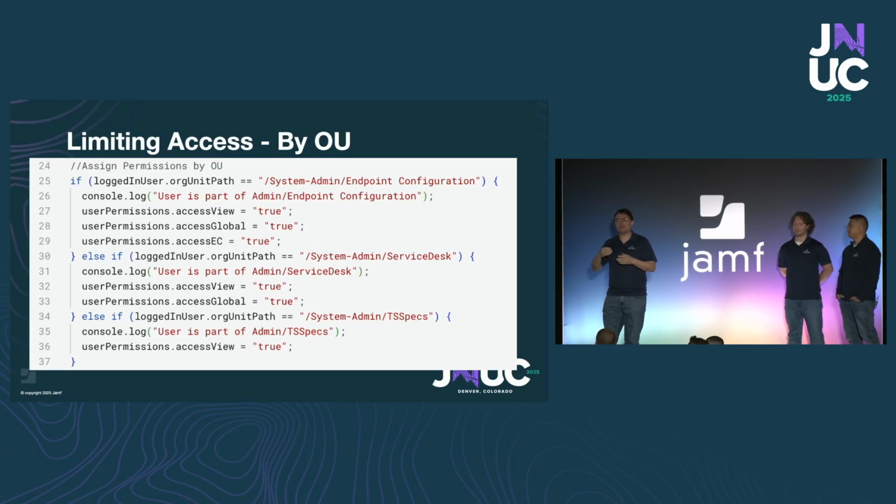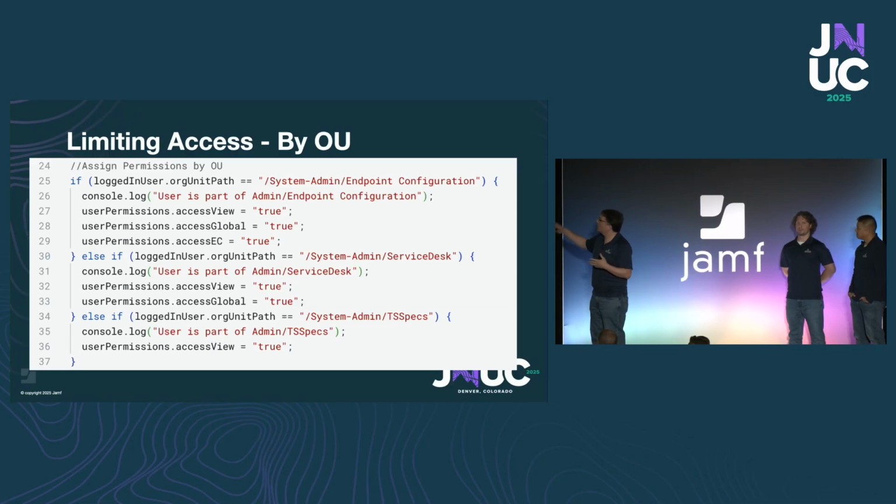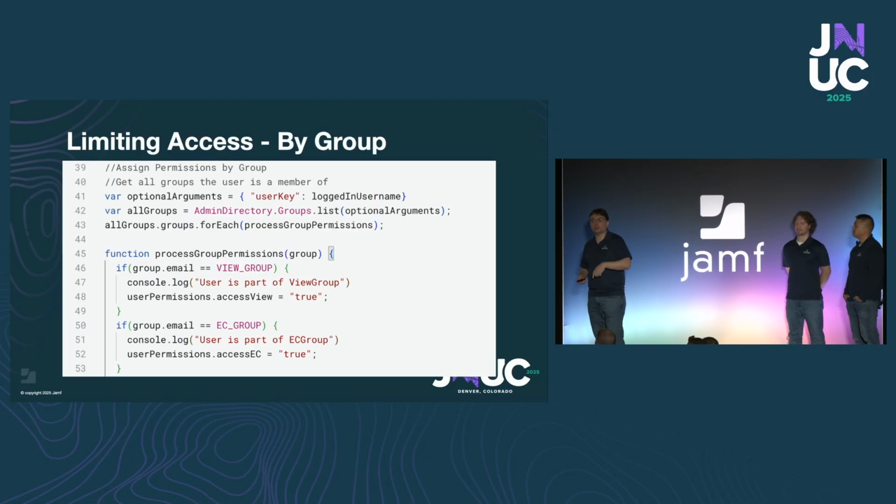Once I have that user object, I can then get attributes about it. So I can get the OU path. In this case, for endpoint configuration users, we get view and global and a special EC access. For service desk, they get view and global. And then our T-specs, who are our site support staff, initially get just view access. We can give more specific permissions by leveraging groups. So in this case, I've got additional permissions that go out via what groups you are in.